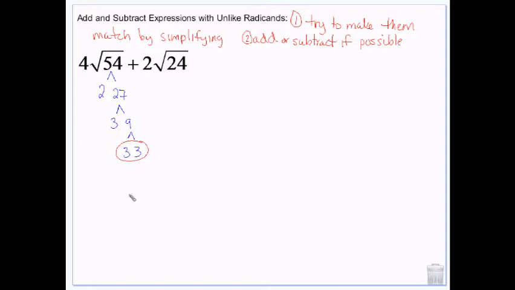The part that comes out gets multiplied times what was already there. So that 4 was already there, and I add the 3 from the pair. And then the part that stays inside just stays inside. So this becomes 12 root 6. So 4 times the square root of 54 is the same thing as 12 times the square root of 6.